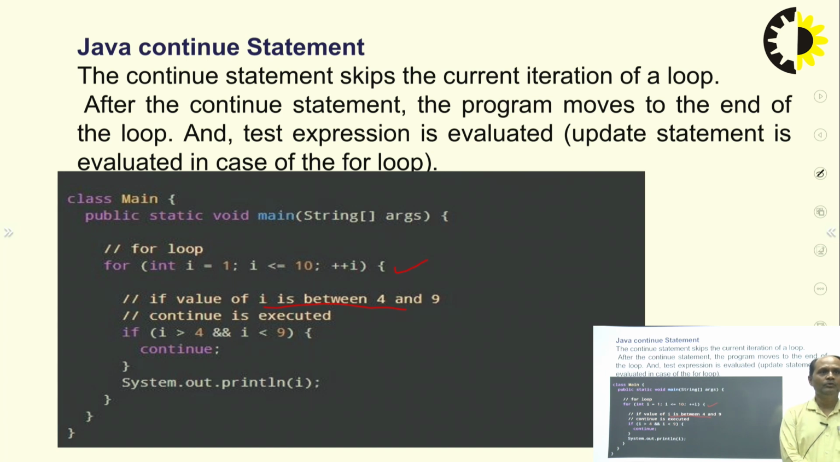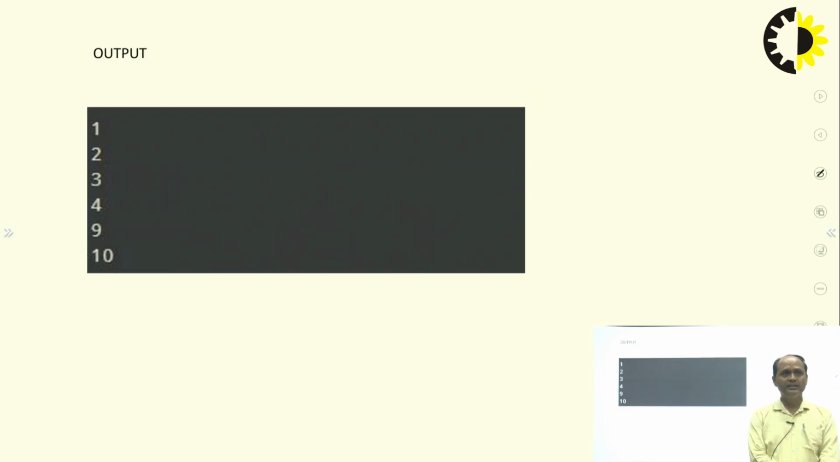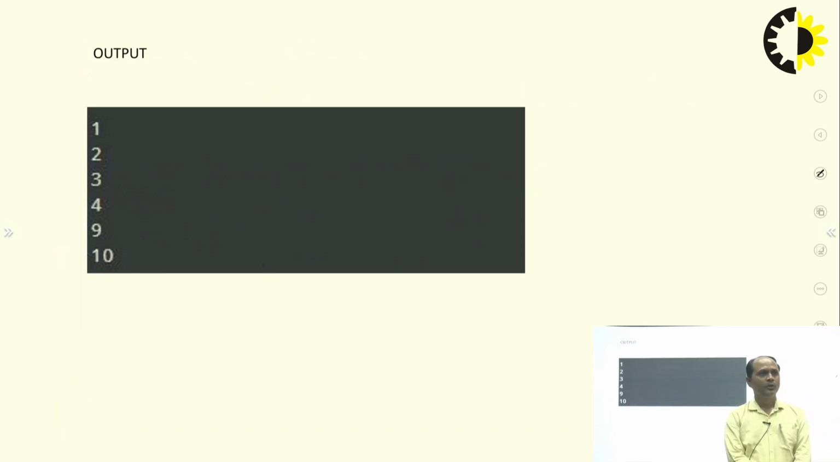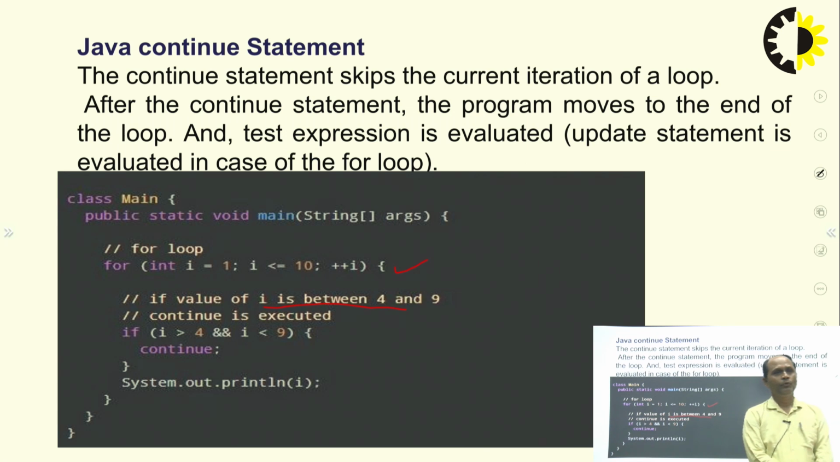So if we want the program to move to the end of the loop, we can use the continue statement. The continue statement is basically used to skip the current iteration of the loop. If we want to skip some iterations, then we can use the continue statement in a program. This is the output of that particular program. If the value of i is between 4 and 9, then we skip that particular iteration.